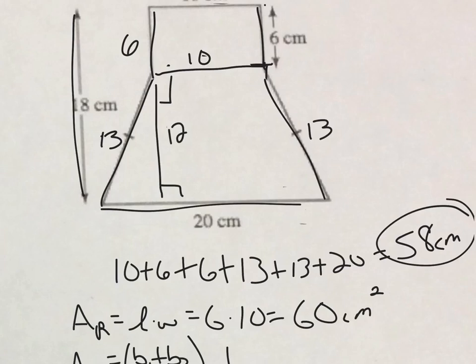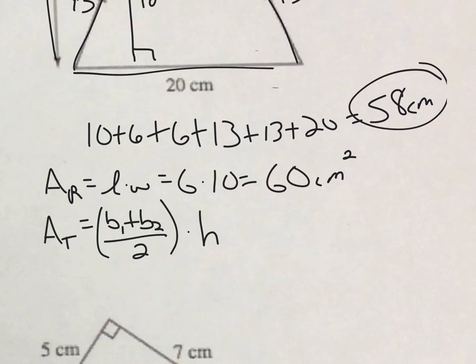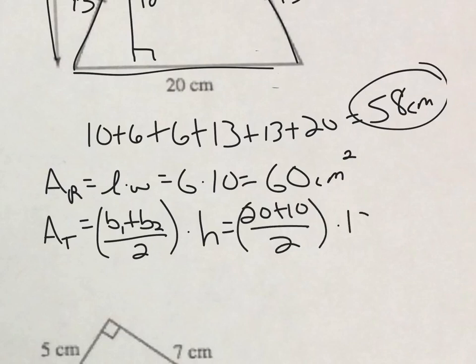So from there, we have our two bases and we have our height of the trapezoid. So my base 1 is going to be 20, my base 2 is going to be 10, and my height's going to be 12. So 20 plus 10 divided by 2 times 12. So I'd get 30 divided by 2, which is 15. 15 times 12, which gives you 180. So this is 180 centimeters squared.